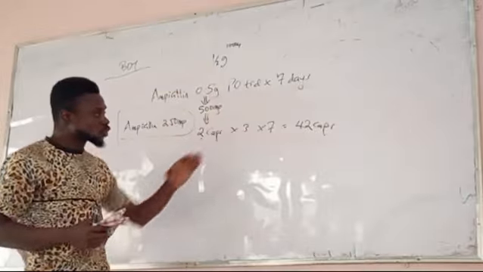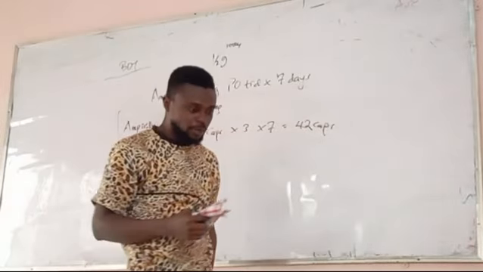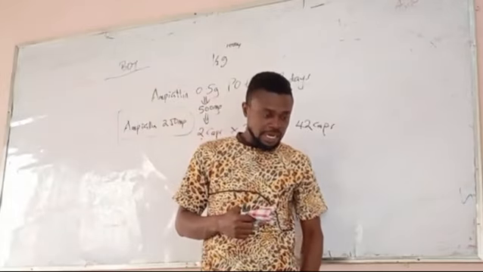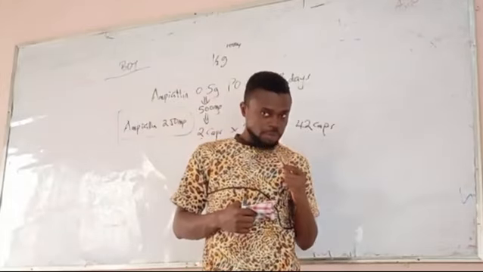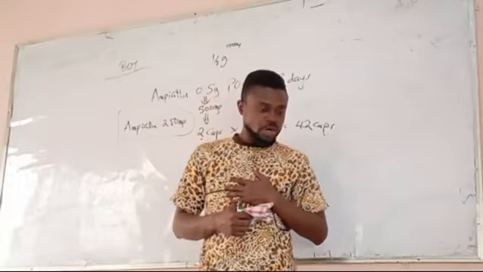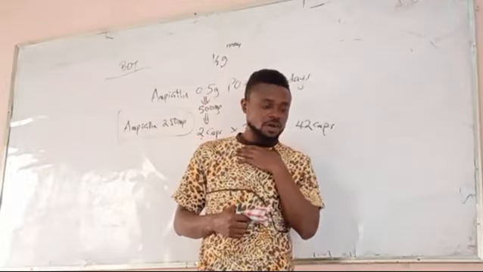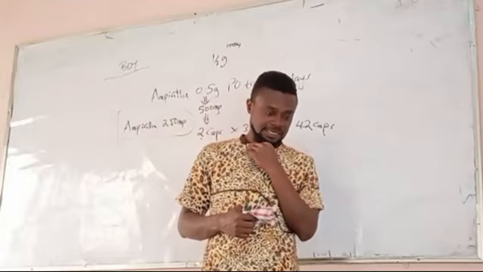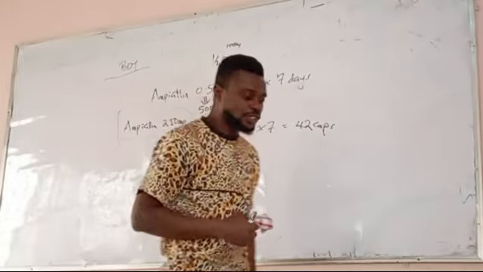So the answer is what? 42 capsules. Let's look at the options. Option A says 24. Option B says 42. Option C says 84. Option D says 168. So the answer is B, 42.